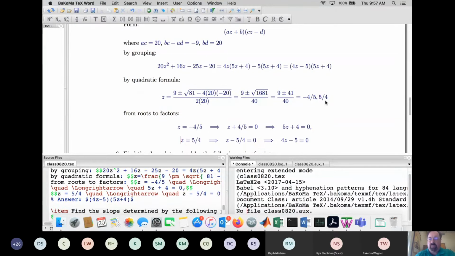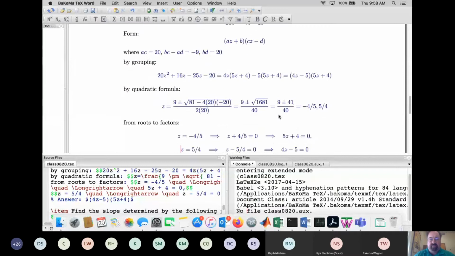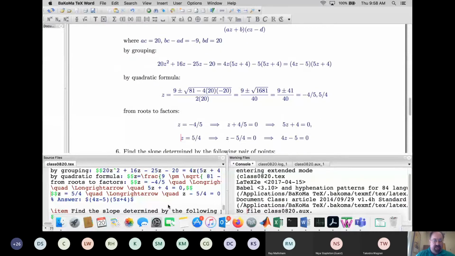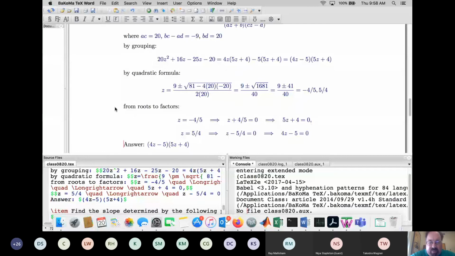And then I could do the same with the other root, 5/4. z is equal to 5/4, so I can rearrange this. Then I have this denominator of 4. I want to get rid of that denominator, so I can multiply both sides by 4 and get 4z minus 5 is 0. So here I have two factors, and if I were to multiply them out, 5z times 4z would give me 20z squared, which is what I want. So that's another way to get to the factorization that does not require any trial and error with the factors of your coefficients.